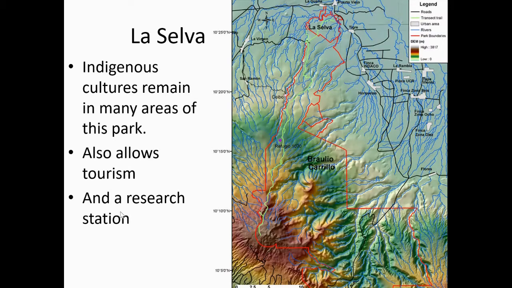Another example of this is in Costa Rica. It's this forest preserve called La Selva. Here, there's a tribe called the other tribe, I completely screwed that up. The tribe in Peru is the Kogi, not the Bribri. Excuse me. In La Selva is where the tribe, the Bribri, live.